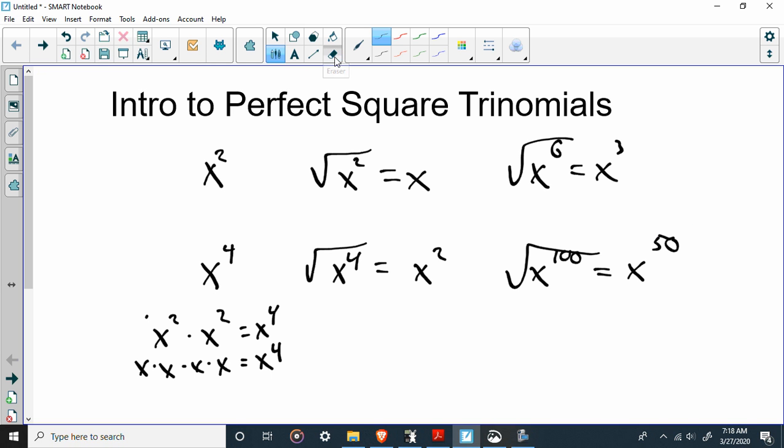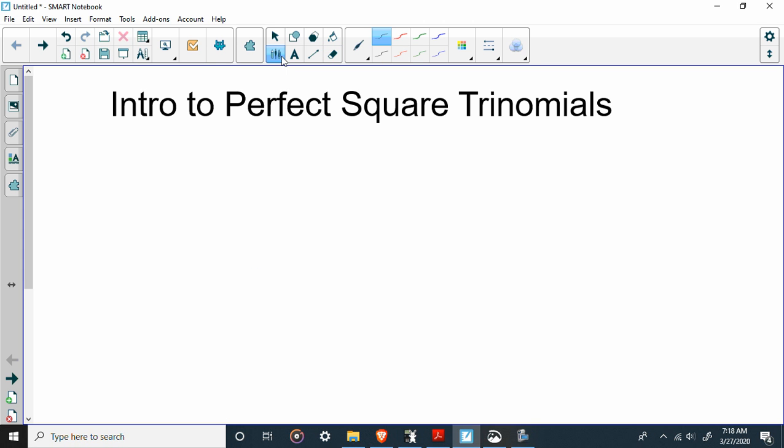We are going to be mainly focusing on x squares. So we probably won't get to too many where it's not an x squared. But you know, if we see it, we should be able to do it. It really shouldn't be that big a deal.